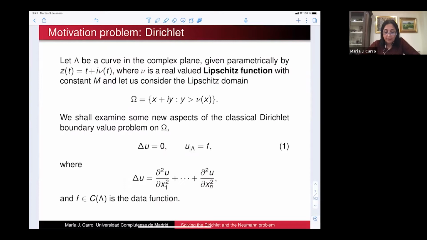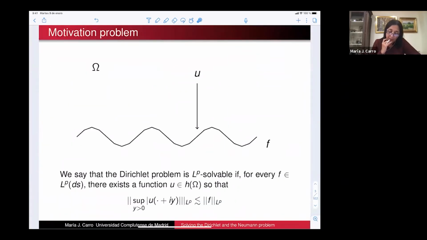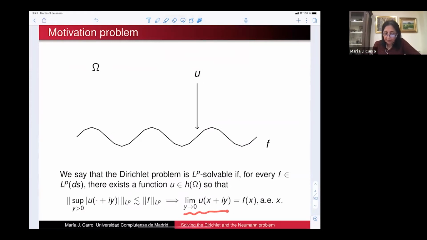So we want to examine some new aspect of the Dirichlet problem, which consists in finding a harmonic function in the domain, so that at the boundary, u restricted to the boundary is equal to the data function f. And we have to say, what does this equality mean? Initially, the function f is continuous just for everything to be well defined, but then we don't need that much regularity. So we could say that the Dirichlet problem is LP solvable if for every function f in LP, we can find a harmonic function such that the supremum over the variable y of u of x plus iy is a bounded operator from LP into LP. That in particular implies that we have convergence at almost every point.